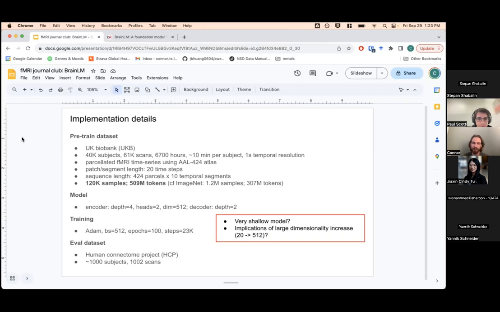Overall, they have 120,000 samples and 509 million tokens. This is kind of on the order of magnitude as you would get in ImageNet when you train a vision transformer. So it's definitely a substantial data set. On the other hand, the model size seems very small to me.